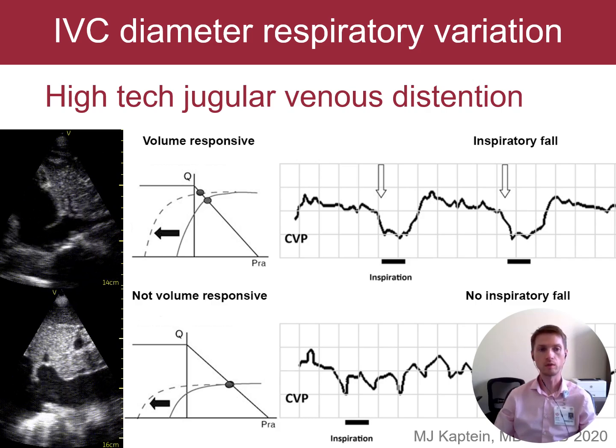So you can see that when the IVC diameter varies over the respiratory cycle, this corresponds to the cardiac output changing over the respiratory cycle with changes in the right atrial pressure. And the right atrial pressure will change dynamically according to the negative inspiratory pressure used to draw air into the lungs. In a ventilated patient, this cycle would be reversed.